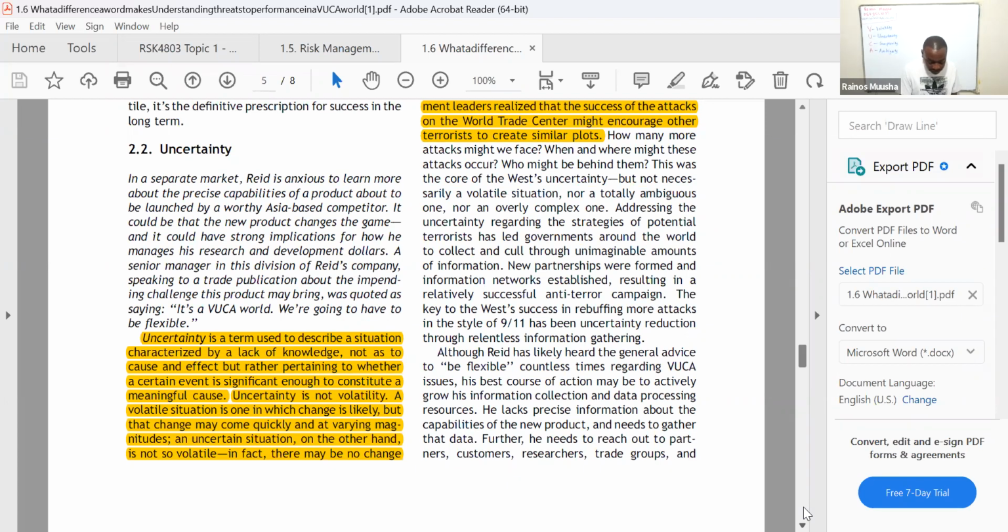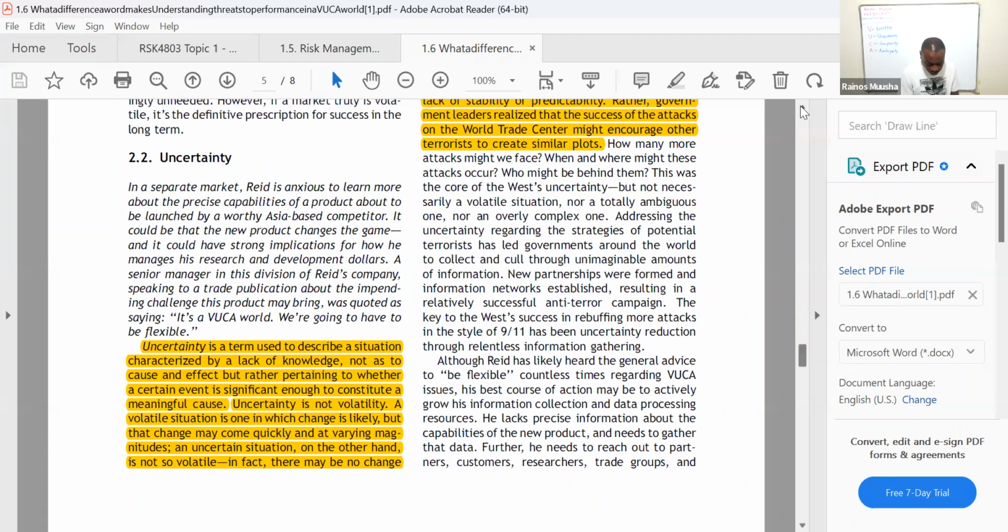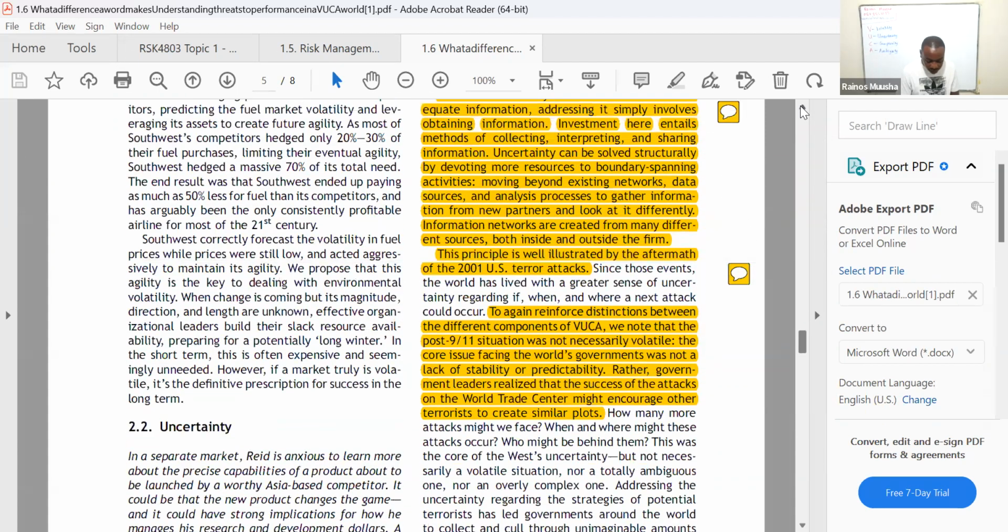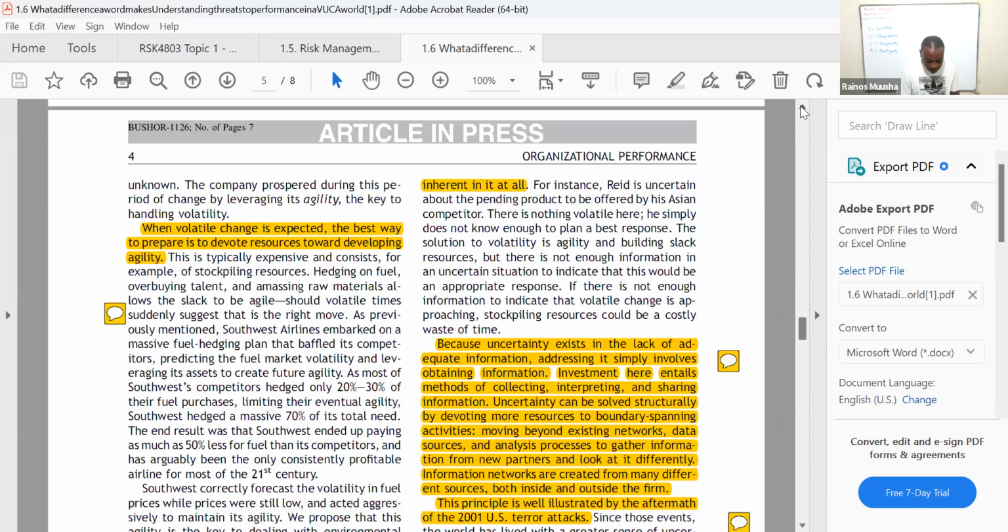So uncertainty is not volatility. A volatile situation is one in which change is likely, but that change may come quickly at varying magnitudes. An uncertain situation, on the other hand, is not so volatile. In fact, there may be no change inherent in it at all.